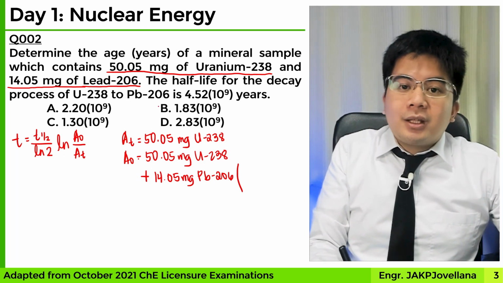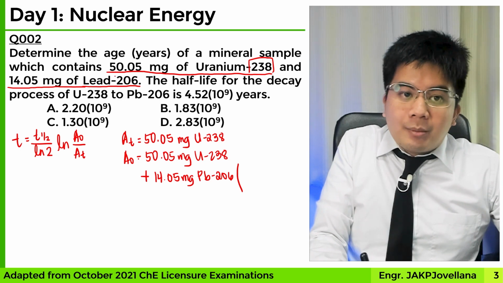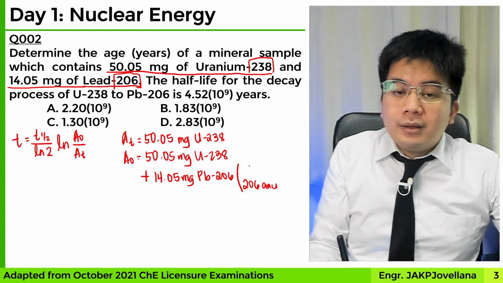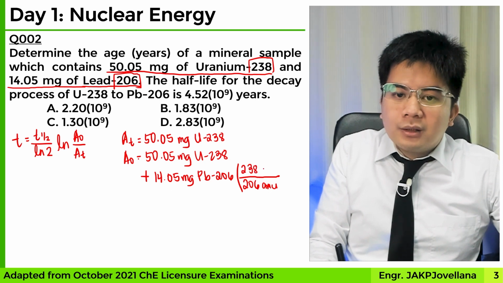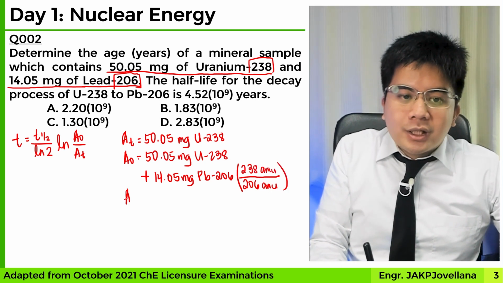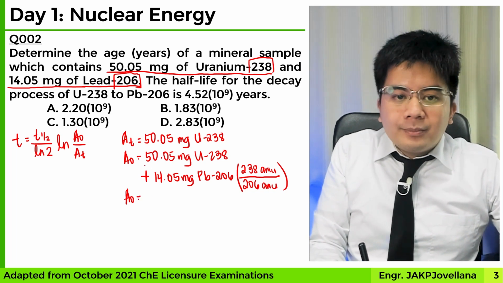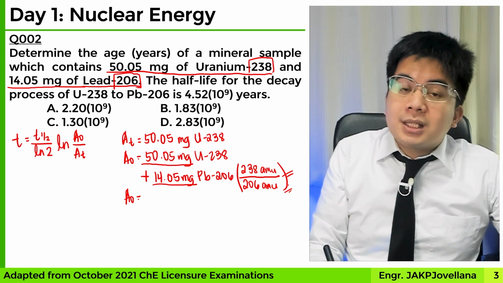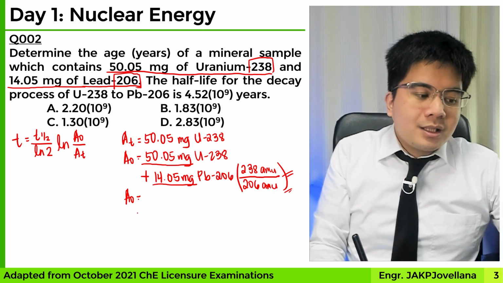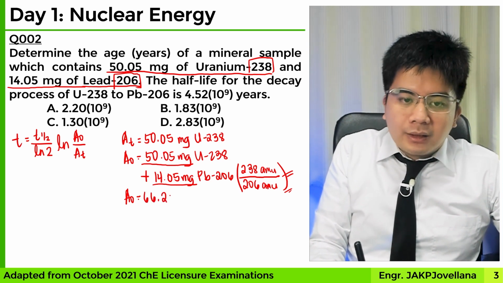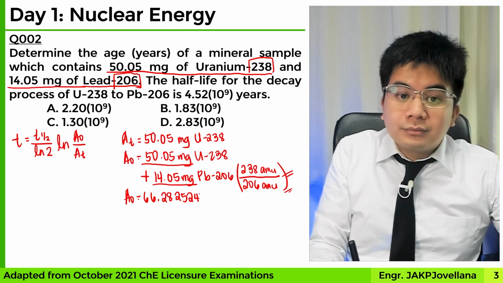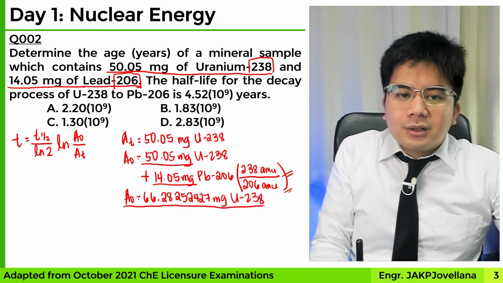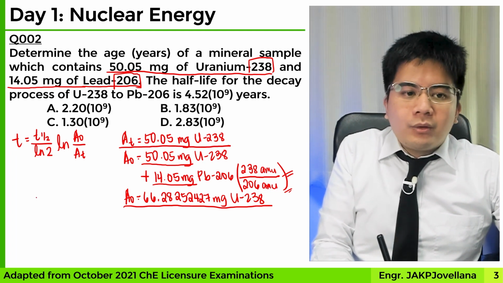We can estimate the respective amounts using their mass numbers. So, from lead, we have 206 approximately AMU for lead, and for uranium-238, we have 238 AMU. So we can calculate the original amount of uranium-238. So 50.05 milligrams plus the product of 14.05 times 238 divided by 206, we can calculate A0. And A0 is approximately 66.28 milligrams of uranium-238.